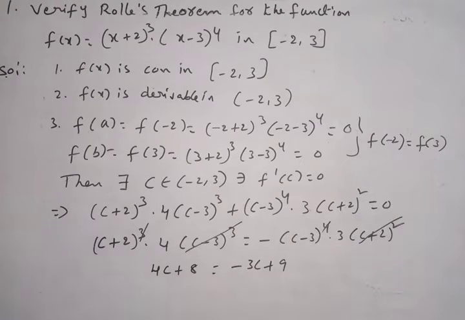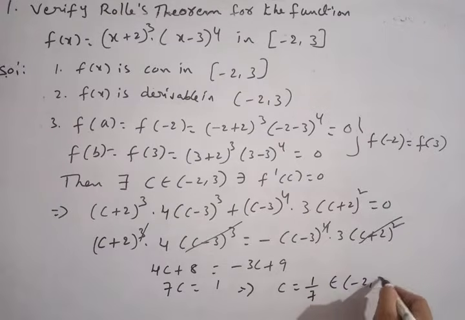So this will come to this side, 7c is equal to 1, c is equal to 1 by 7, which belongs to minus 2 comma 3. Okay, understand? Like this you need to solve this problem. In these problems, all three conditions are verified.